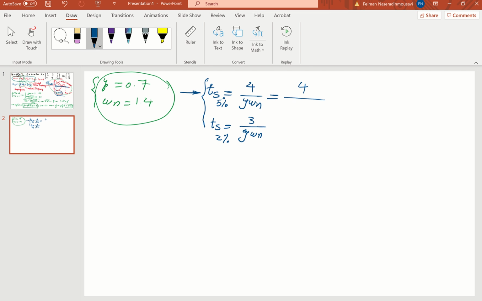So I'm going to get this: 4 divided by zeta, which we calculated as 0.7, multiplied by 1.4. If you do that, you're going to get almost 4 seconds. Bingo. You see?